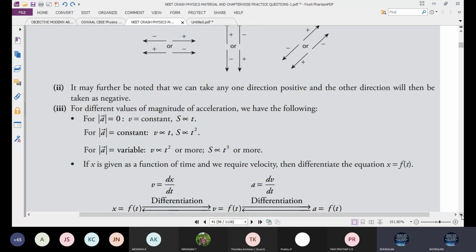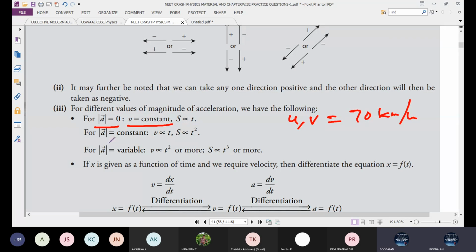Now, the acceleration value is 0 when the velocity is constant. The initial velocity u and the final velocity v are both constant. Now, as we discussed, if it is 70 kilometers per hour both times, then acceleration equals 0. And S is directly proportional to t.